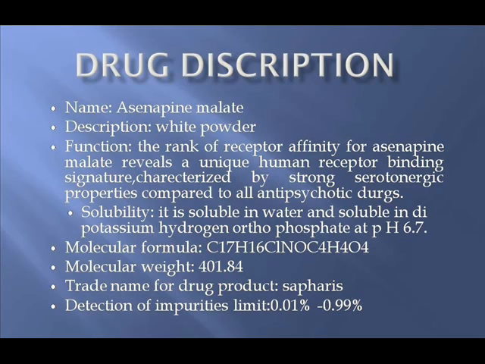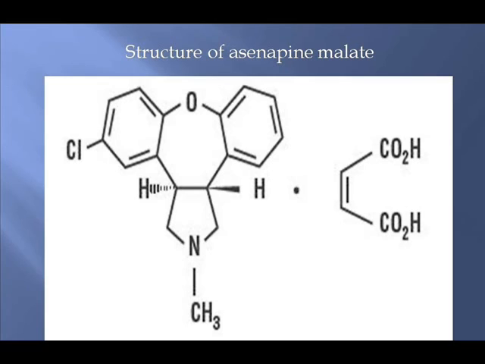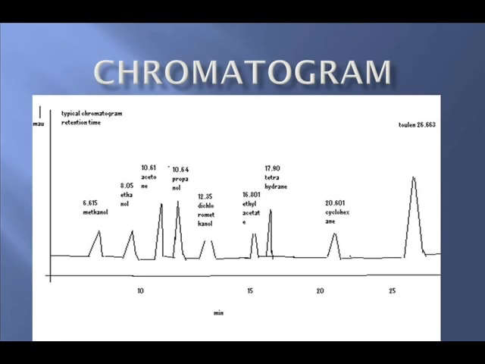The trade name for the drug product is Sapharis. Detection of impurities is in between the limit of 0.01 to 0.99. The structure of esnefin malate is shown in the figure. Initially, the GC system has a continuous flow of the carrier gas. We inject the esnefin malate in the injector port. The injector port maintains a certain temperature.